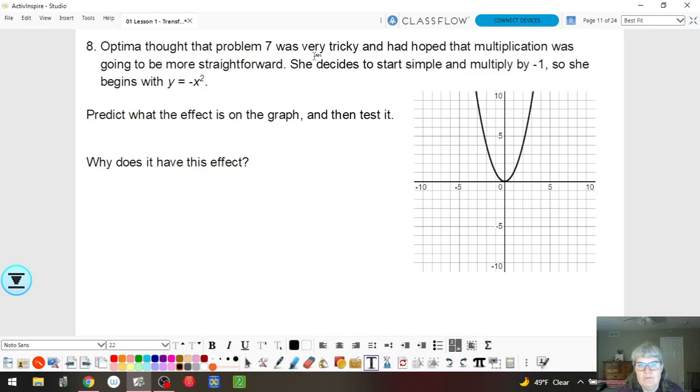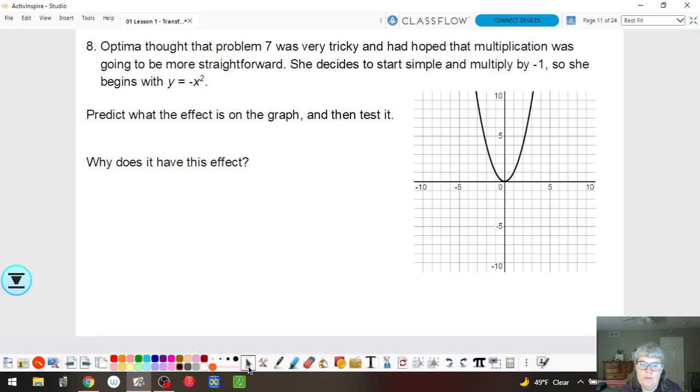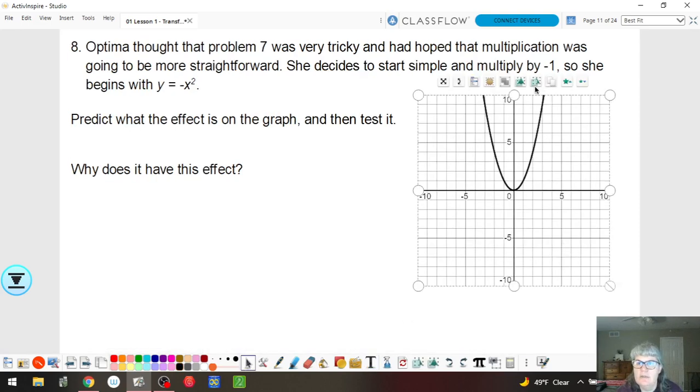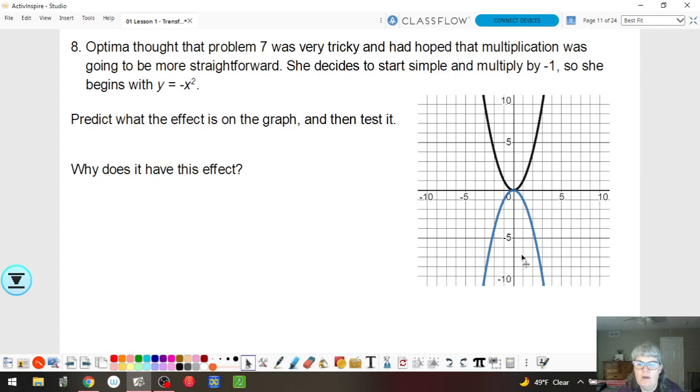Optima thought that problem 7 was very tricky and had hoped that multiplication was going to be more straightforward. So she decided to start simple and multiply by -1. So she began with the graph of y equals -x squared. If you'd like to pause the video so you can think about what might happen, go ahead. When Optima graphed this, and when we graphed this in class actually, what we found was a parabola that was upside down, or the reflection of y equals x squared.